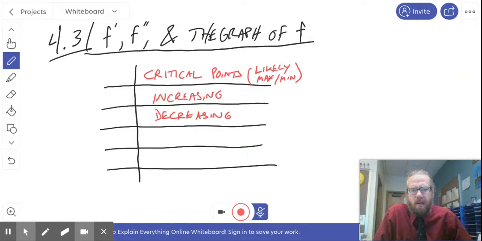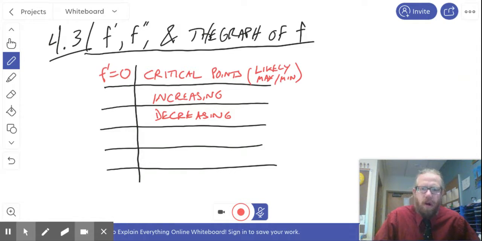So just to start off with, how did we find those critical points? What did we do? Yeah. So we took the derivative and we set it equal to 0. That was usually our first step as we were finding these things. And when we solved that, we usually got some values that typically were our maximums or minimums of the graph.